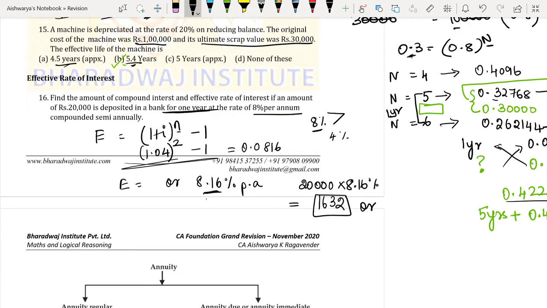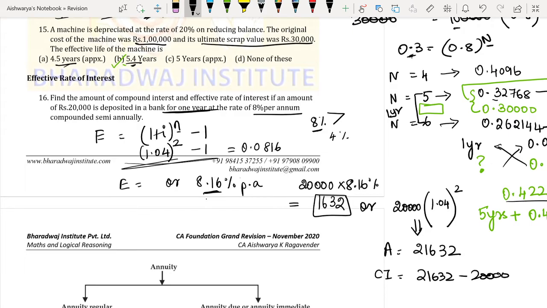Alternatively, you can use the formula 20,000 into 1.04 whole square. You will get the amount with this. What is the amount you're getting? Tell me. 20,000 into 1.04 the whole square will give you 21,632. So your CI is 21,632 minus 20,000. You get 1632 again. Are we clear? Let's proceed to annuity now.